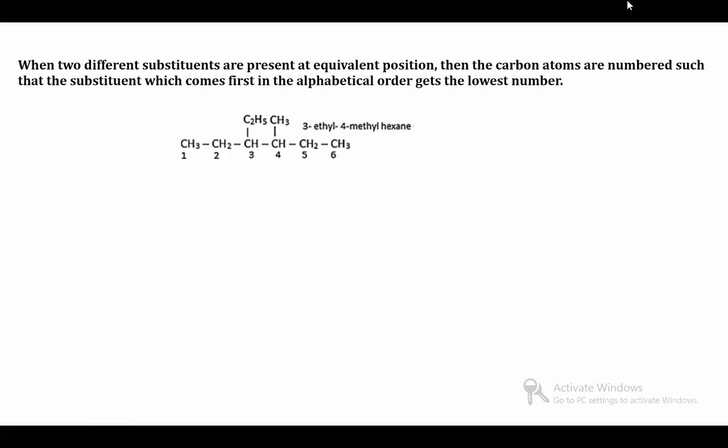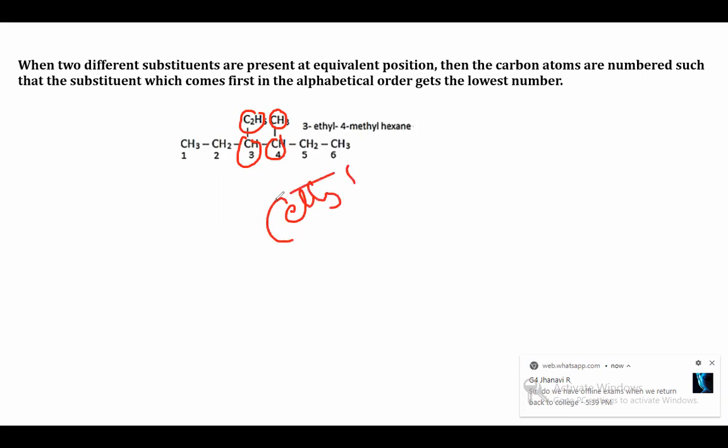So look here for this one. I'll take the pen here. 1, 2, 3, 4, 5, 6: third carbon C2H5, fourth carbon CH3. Out of these, in alphabetical order, ethyl and methyl, E will come first, next methyl. So we give the number from this side, according to alphabetical order.